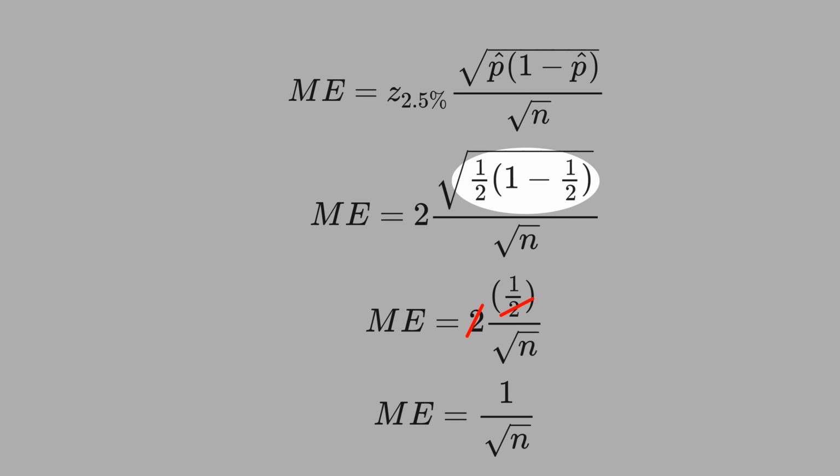We use here the maximum variance because we want to be conservative to create the biggest margin of error. See the intuition here. The margin of error is bigger when both candidates are 50-50. If one candidate has 60% and the other 40%, the margin of error will be smaller.